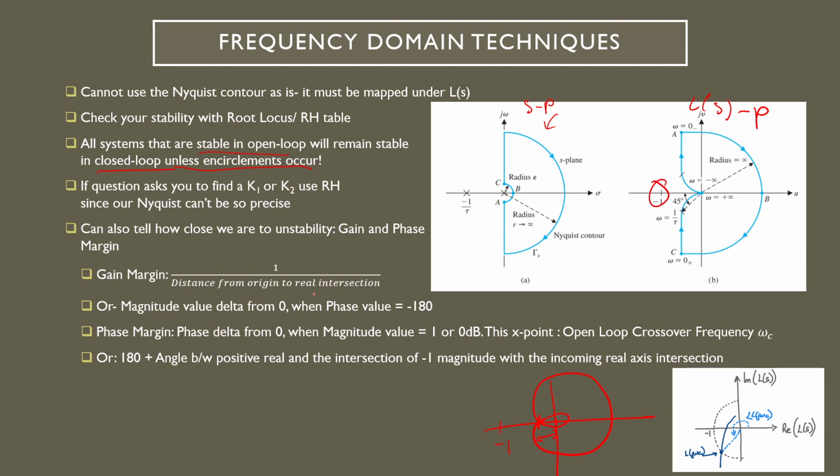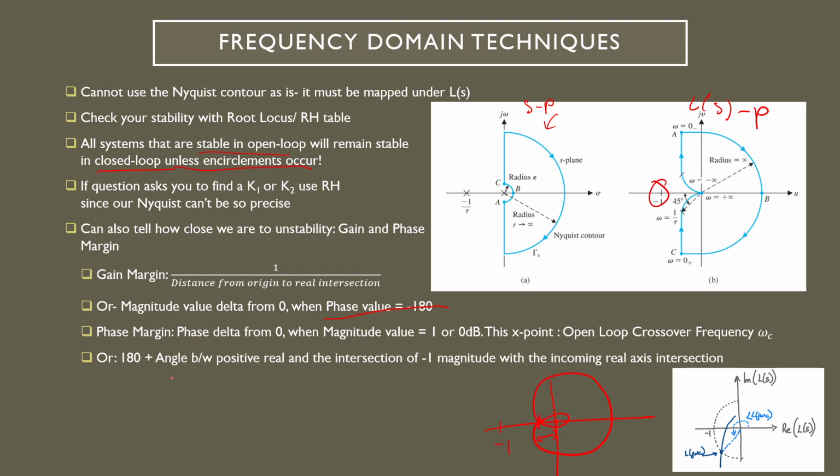If you have the Bode plot, you can overlay the Bode plots on top of each other and find the omega at which the phase value is -180. Then you look at the magnitude value at that point and find the magnitude value, absolute value essentially, so the distance from 0. And that becomes the gain margin as well.